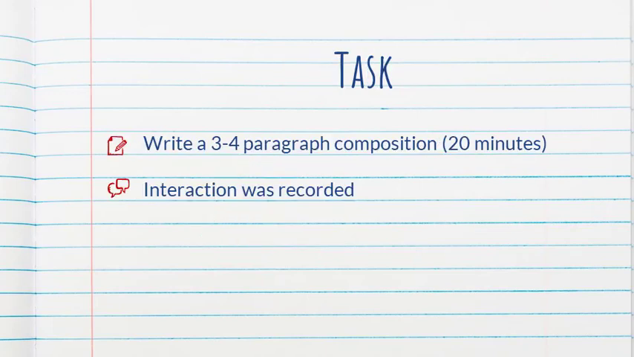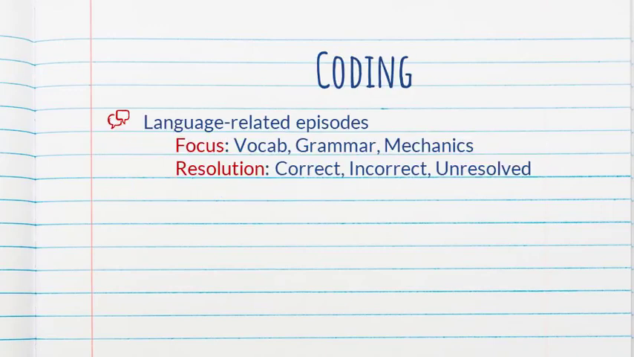The students had to complete a collaborative writing task. They were given 2 choices of topics, and they had to write a short composition in 20 minutes. This short composition was 3 to 4 paragraphs, according to the instructions. The interaction was recorded and then coded for language-related episodes, which you might recall from episode 13. These are instances in which the learners discuss language issues, like how do you say this, how do you spell that, etc. And the coding of language-related episodes was fairly standard, what they focused on and what the resolution was.